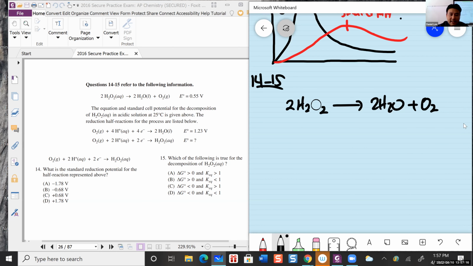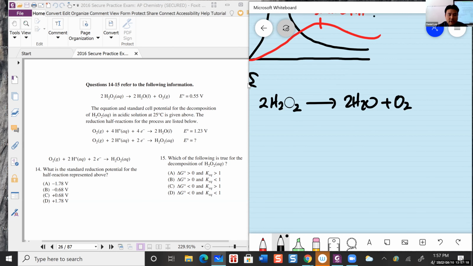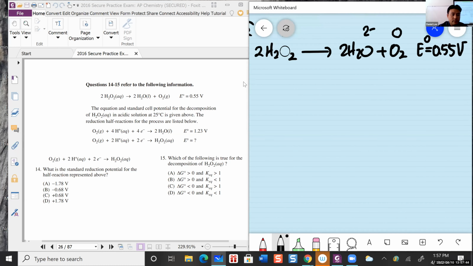Because peroxide is one minus, the oxygen is one minus, and oxygen in water is 2-, free element is 0. So hydrogen peroxide is simultaneously oxidized and reduced. That happens quite often. The same species becomes oxidized and reduced. Anyways, then we have two more equations. This is Hess's law. So you need to find out how to manipulate the two equations to get to this one on the top, right?